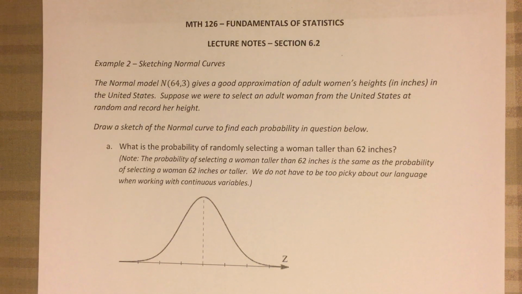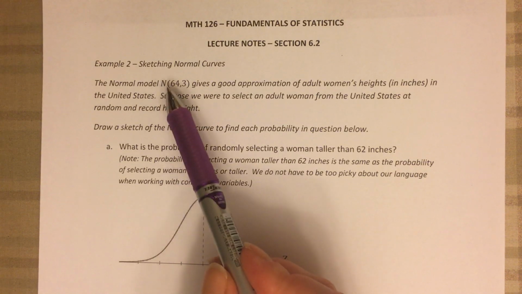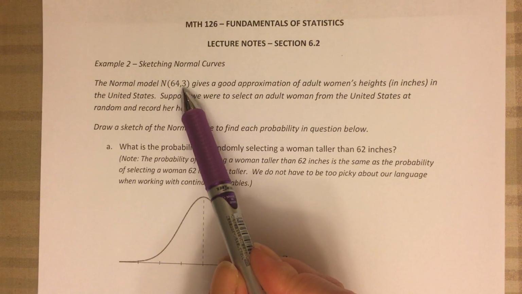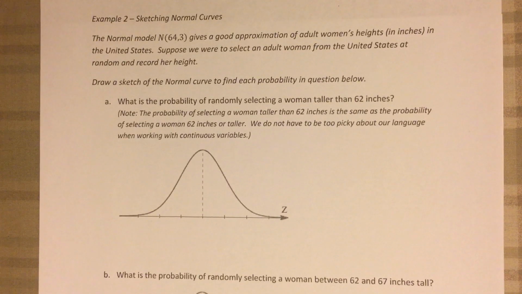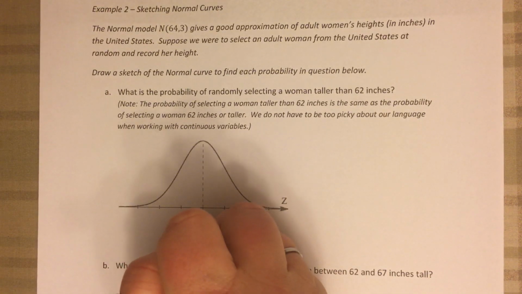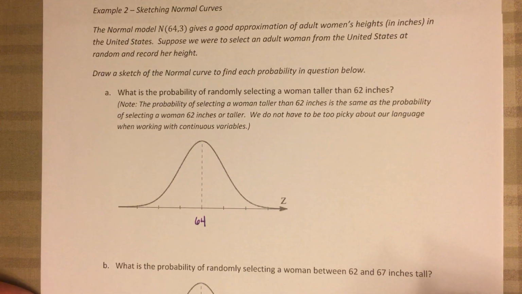Okay. So before we go any further, let's look back up to our notation at the top. Remember, our N stands for our normal model. Our 64, our first number, is our mean, and that 3, the second number, is our standard deviation. So looking at this curve, I'm going to start by labeling it. My mean is 64, so that's the number that goes in the very center. And my standard deviation is 3, so as I move to the left and right, I'm going to add and subtract 3 appropriately.